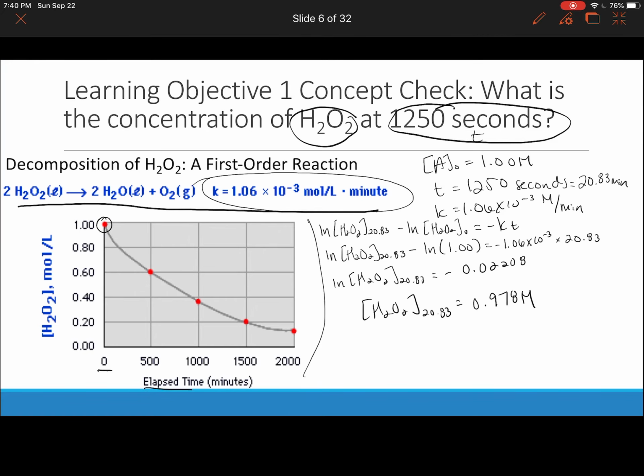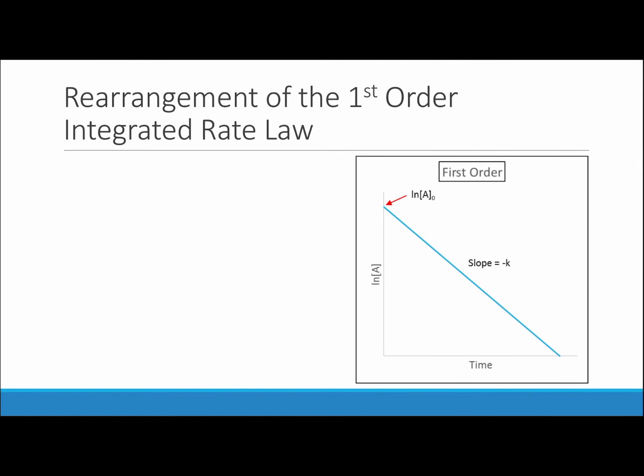Now, hopefully this makes sense. If we look at this elapsed time down here, it's in minutes. So 20 minutes is somewhere, I don't know, right over here. Which means we're like right here. Which makes sense that we haven't changed much concentration. Okay?